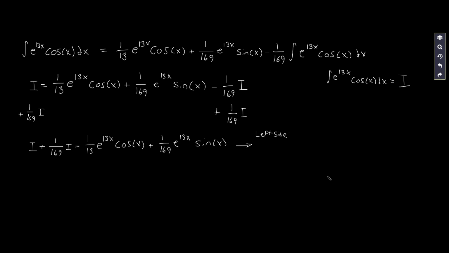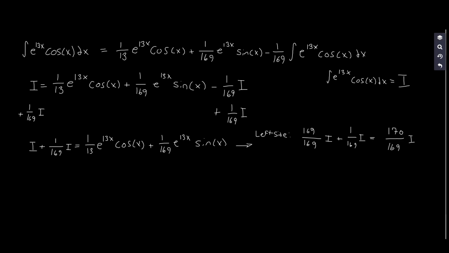So if we make that a form of one, then we can have 169 over 169 times I plus 1 over 169 times I. And well, that's going to be 170 over 169 I.